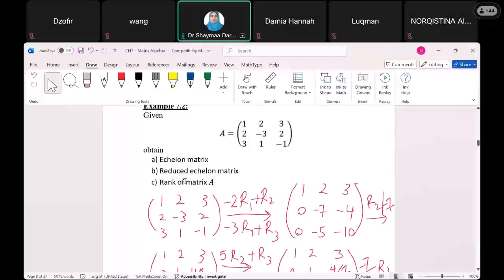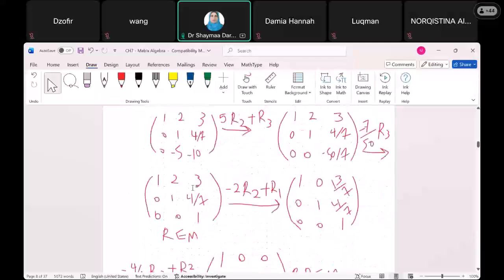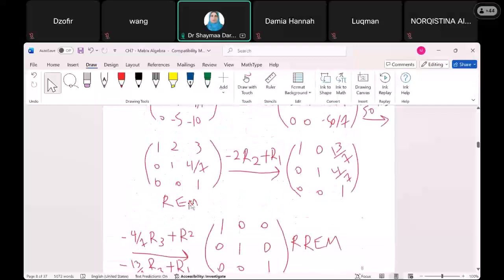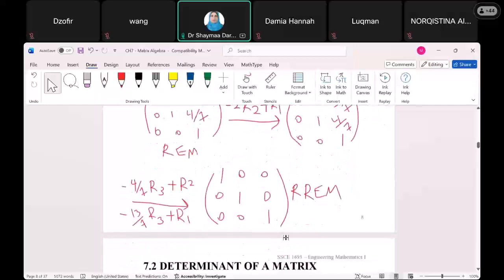Finally, we need to find the rank of a matrix. You can find the rank either from the row echelon matrix or from the reduced row echelon matrix. We need to count how many leading ones you have. So here I have 3 leading ones. Same if you are using the reduced form, you still have 3 leading ones. So the rank of A equals 3.